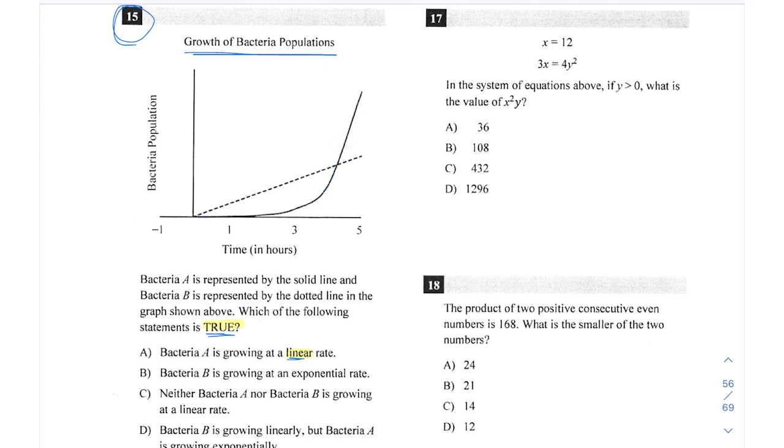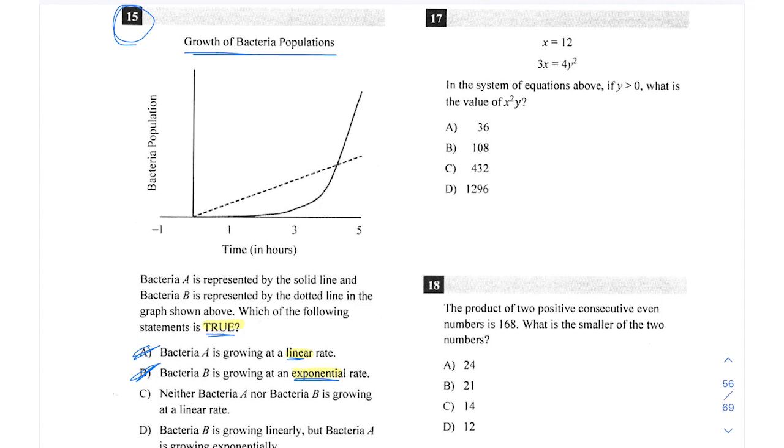And in this case, bacteria B, the dashed line or the dotted line, that would be the linear rate. That's going in a straight line in that upward or growth direction. So A is growing at a linear rate. That's not true. It's actually B that's linear. B is growing at an exponential rate. So as we said, that would be the curved line and indicating that there's an exponent defining its growth, and that's not true for B. B is the straight line.